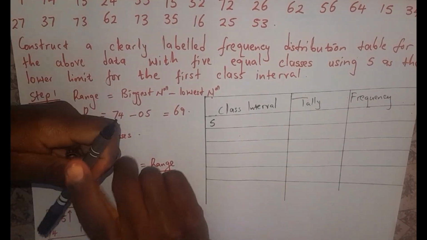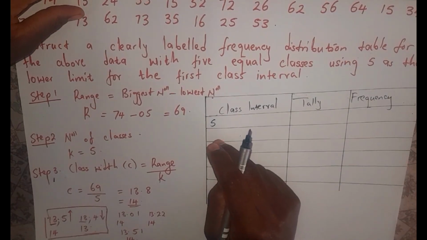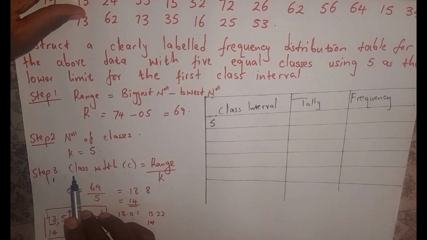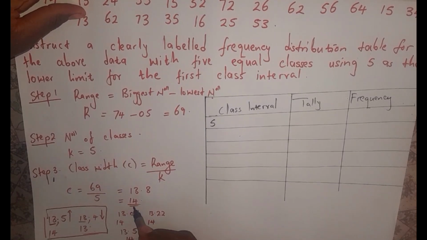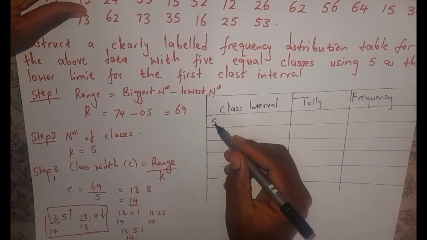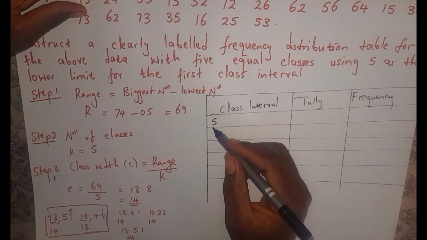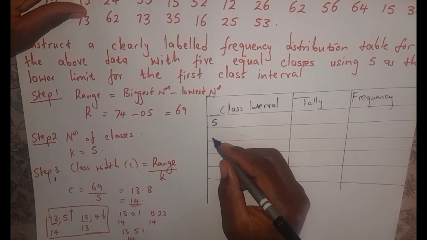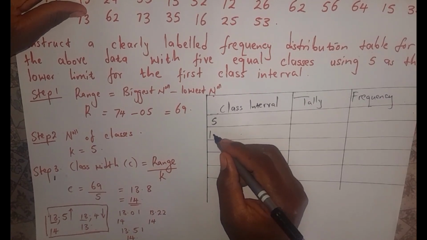To find the second lower class limit for the second interval, this is where the class width is going to work. We take our class width, which is 14, and add it to the first lower class limit. So if we add 14 plus 5, it's going to be 19.